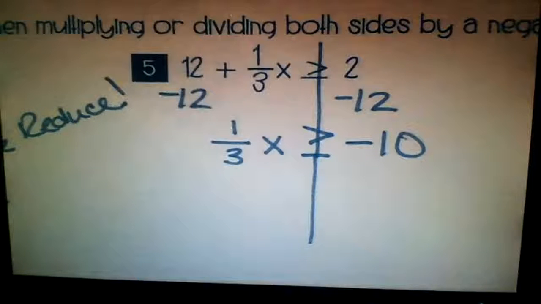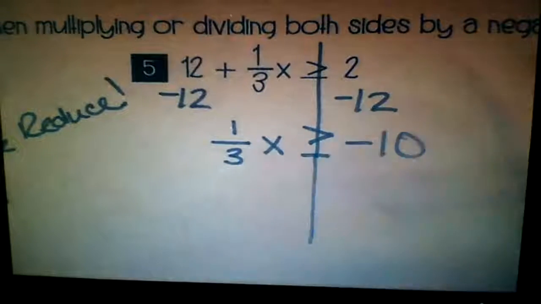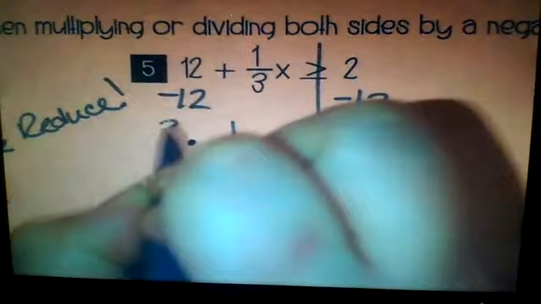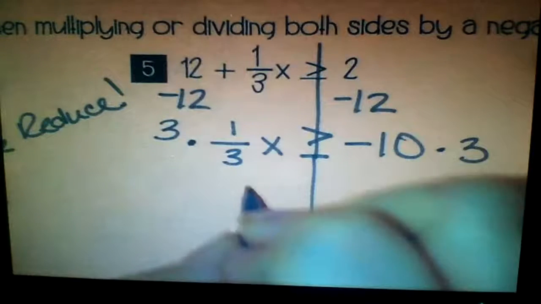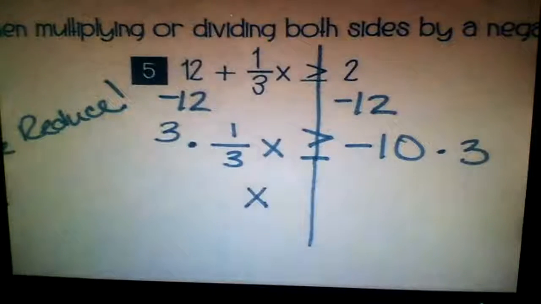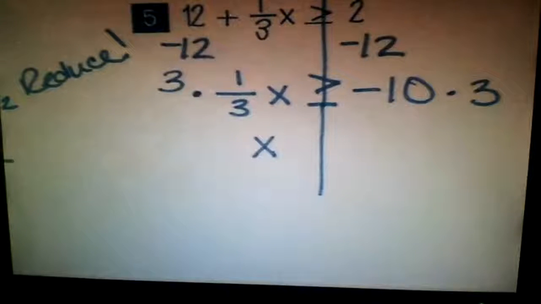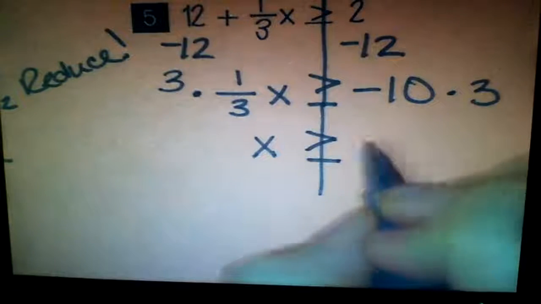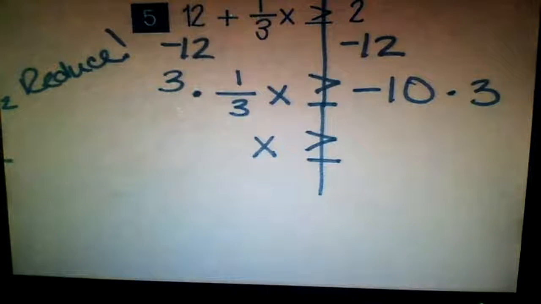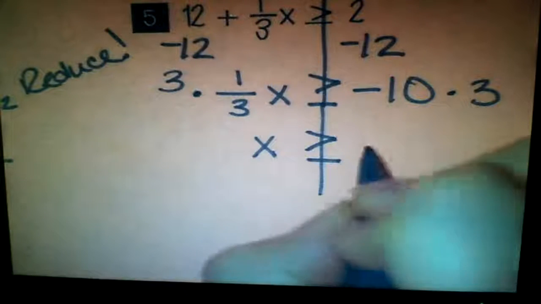Okay, how do I get rid of 1/3? Multiply by what, Seth? 3. The reciprocal of 1/3 is 3/1, which is just 3. So x, here's my question. Do I flip that sign? No. Why? Because I multiplied by a positive. If I multiplied by a -3, you would have had to. So what's -10 times 3? -30.